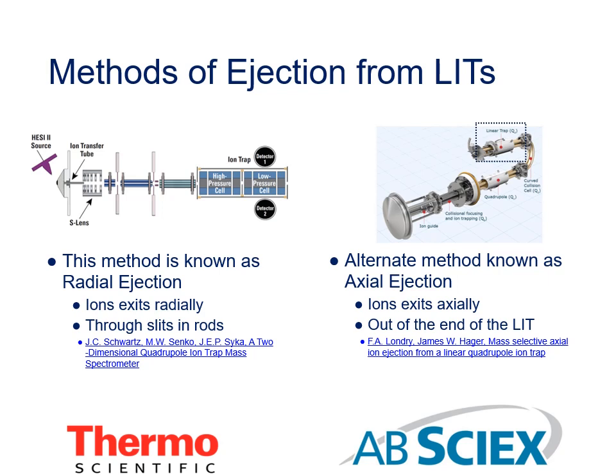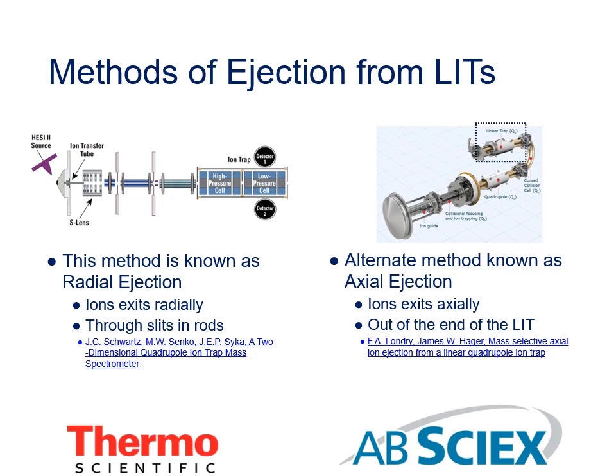The other most common manufacturer of linear ion trap mass spectrometers is SCIEX. Their system uses a different method of axial ejection, where ions come out the end of the linear ion trap. On this slide, I've added links to the papers that describe both of these competing methods, so you should download them both, read them, and see if you can identify what the differences are between the Thermo and the SCIEX methods of ejection.